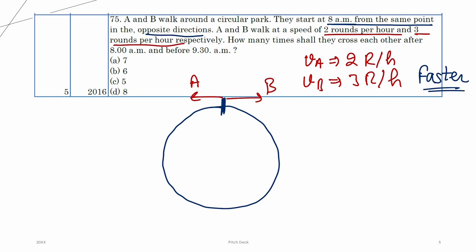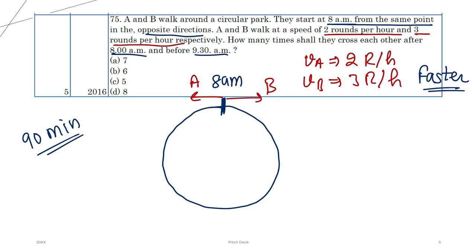How many times shall they cross each other between 8 a.m. to 9:30 a.m.? So in total, this is where they are starting at 8 a.m. In the next 90 minutes, how many times will they cross each other is the question, right?